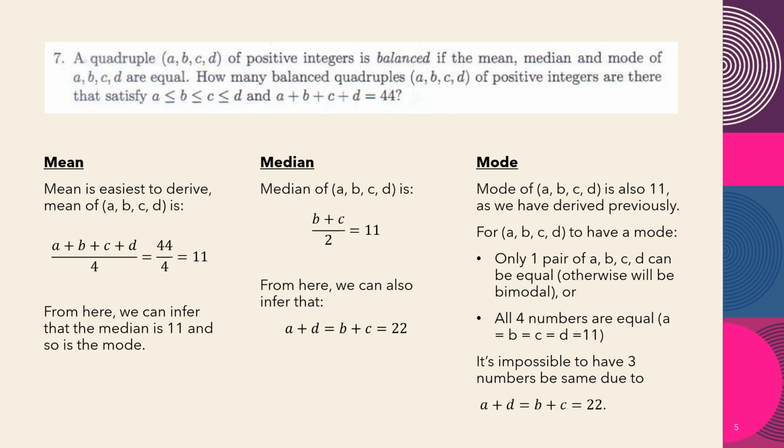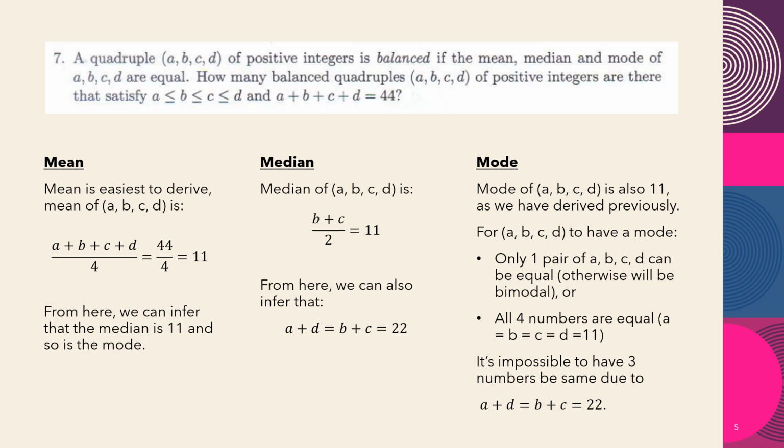So to have a mode, only one pair of A, B, C, D can be equal. If there are two pairs, it becomes bimodal, where two numbers are equally frequent inside the set. For example, if A equals B and C equals D, you will have two modes because you have two different numbers repeating twice. Or we can have all four numbers equal, so A equals B equals C equals D equals 11. So you might be wondering if it's possible to have three numbers the same.